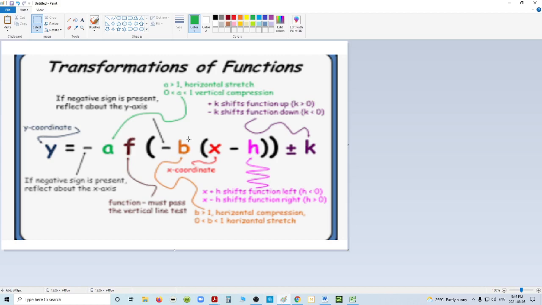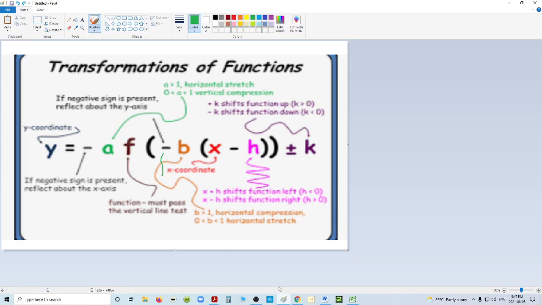Now, you'll notice the letters are different. For instance, your book likes to use K here, and I like to just use A, B, C, D. You also notice that they put minus signs in here with the X transformations, and that's just to remind you that X does the opposite. And Y transformations are very straightforward. What you see is what you get.